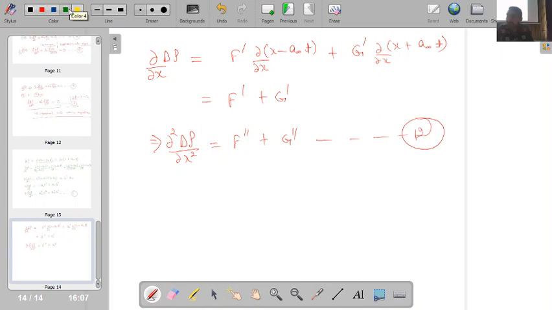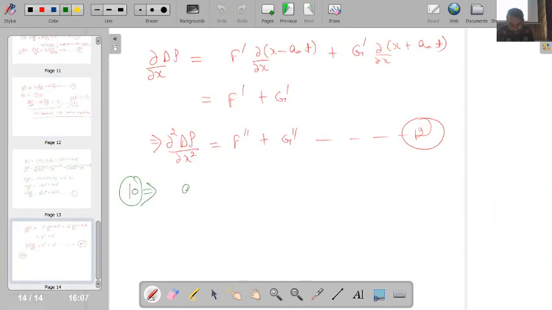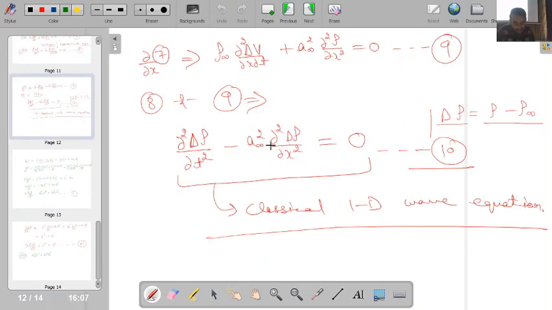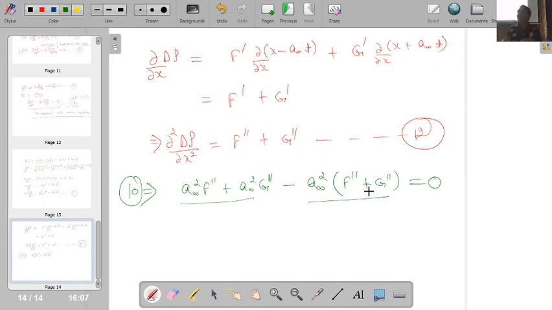Now if I substitute 11 and 12 into equation number 10, I will get a infinity square of f double dash plus a infinity square of g double dash, minus a infinity square of the second term, that is f double dash plus g double dash, is equal to 0. So ultimately these terms cancel out, which means the left hand side is satisfied with the right hand side.